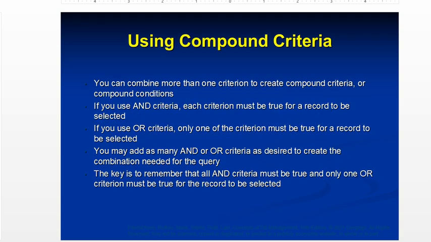Using compound criteria, you can combine more than one criterion to create compound criteria. So it's multiple specifications that you have, using the AND or OR criteria together, and then from there you'll have multiple answers a lot faster.